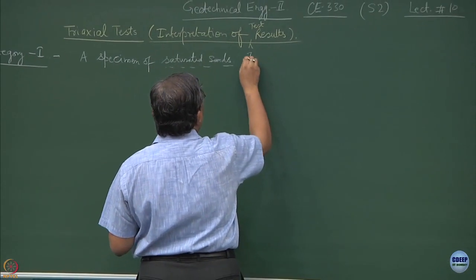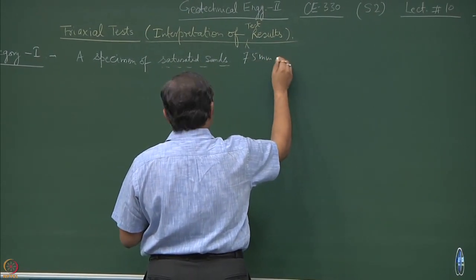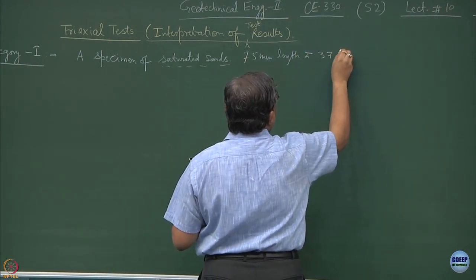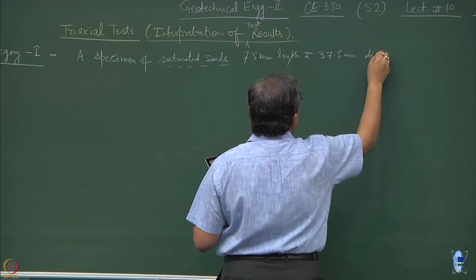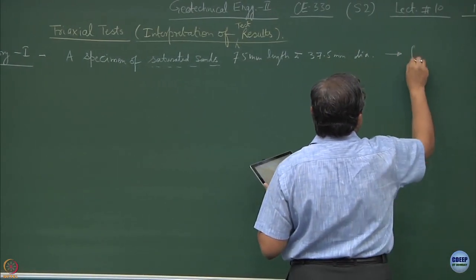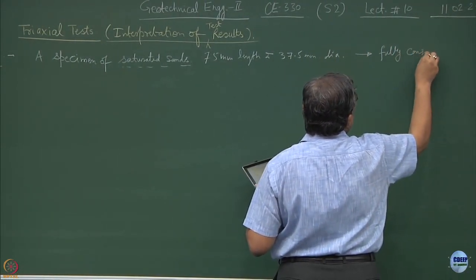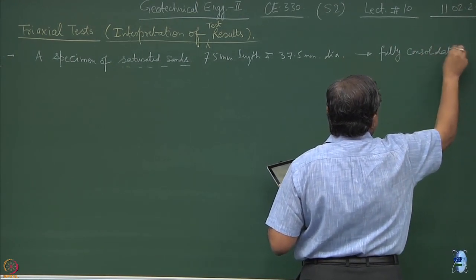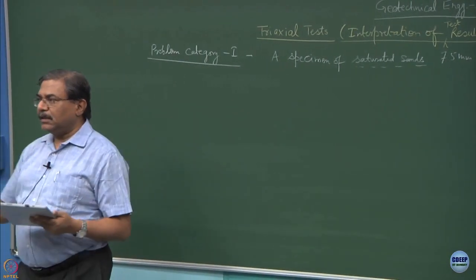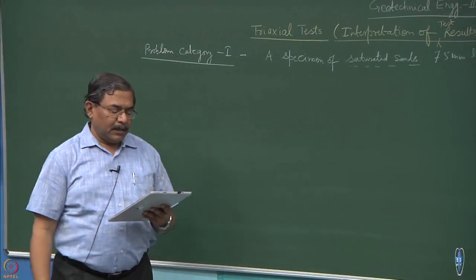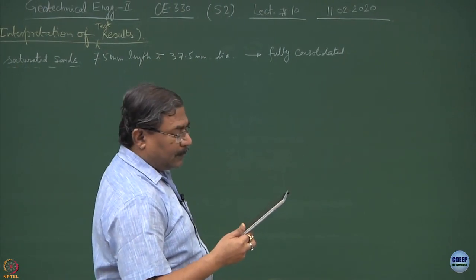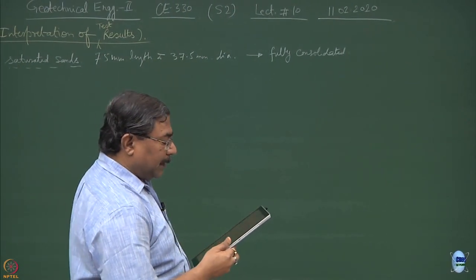So, the specimen is 75 mm in length and 37.5 mm in diameter. It is a typical triaxial sample, and this was fully consolidated. Now, particle size analysis becomes very handy over here, because when we are saying saturated sands, these sands basically lie on the border of silts and fine sands, or the person is not very clear why he or she is trying to conduct this test on this material.